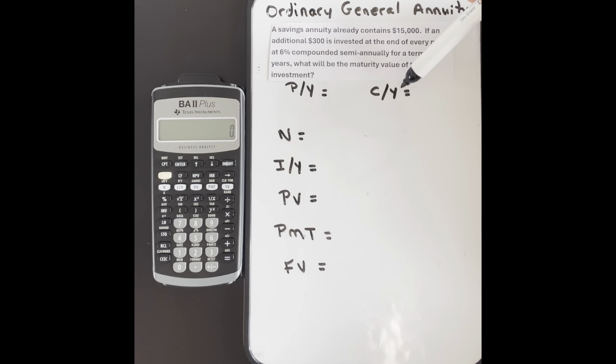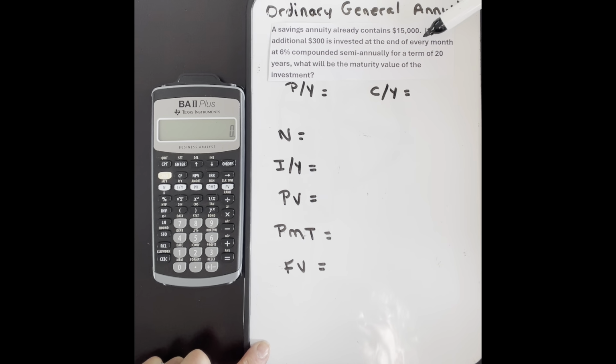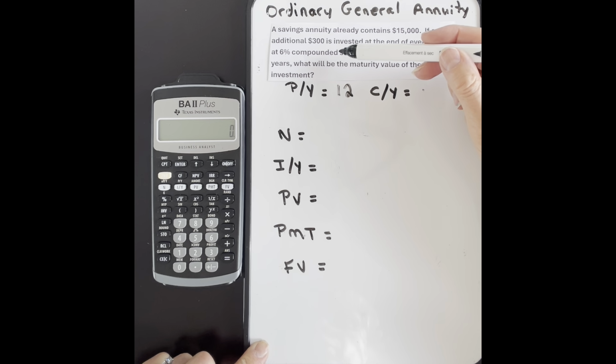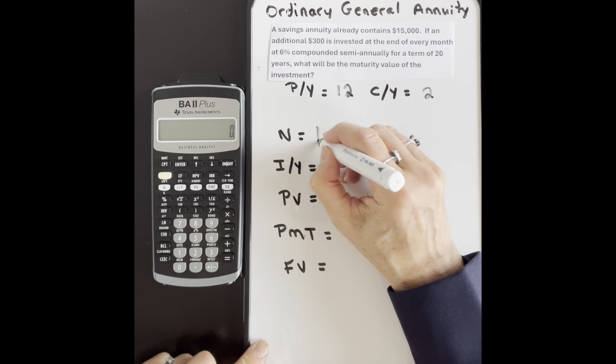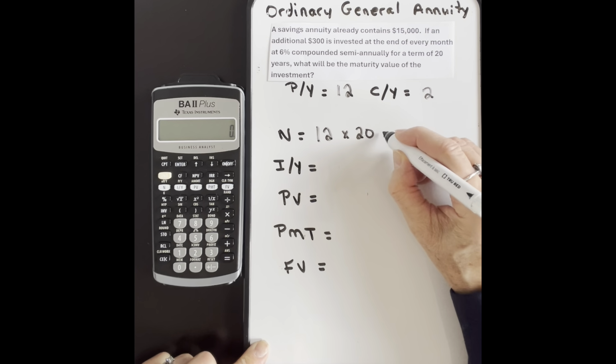Well, let's try this question again, but using our calculator to do the work for us. Let's start by finding all of these values and then entering them into our calculator. So the number of payments per year is 12 because it's payments every month. The number of compound periods per year, if it's semi-annually, is 2. N is the number of payments. So there's 12 payments per year times 20 years, which is 240.